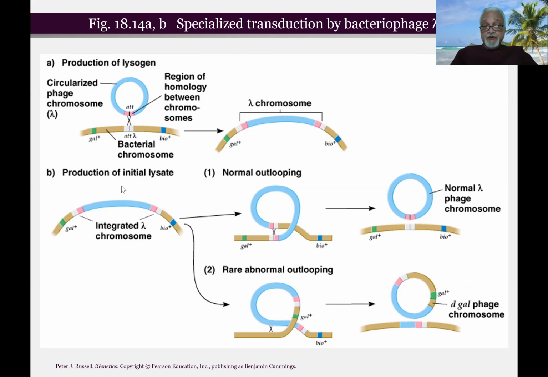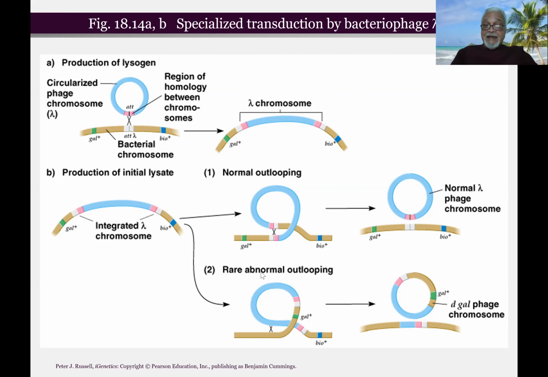It comes out of the host chromosome, and this is one way that a normal outlooping takes place, again between the two homologous regions, and it is excised out as a normal phage chromosome, and it is packaged and released as progeny viruses. But as a rare event, this takes place.